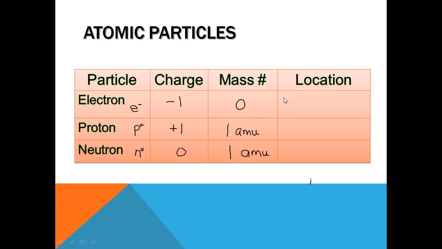Okay, the location. The electron is located outside of the nucleus, in an electron cloud. The proton and the neutron are found in the center of the atom, inside the nucleus.